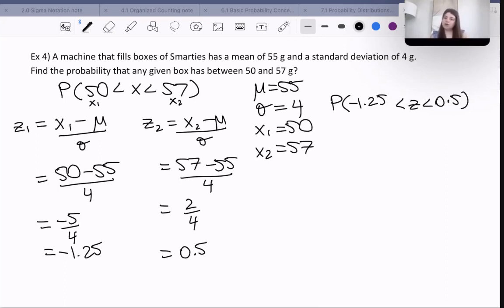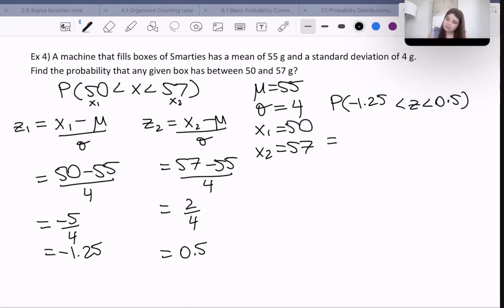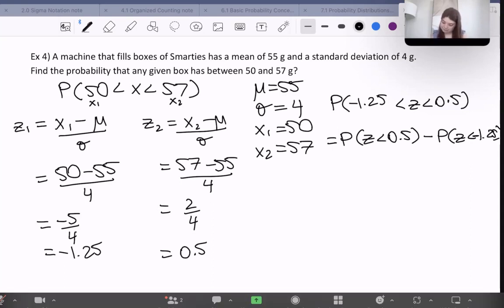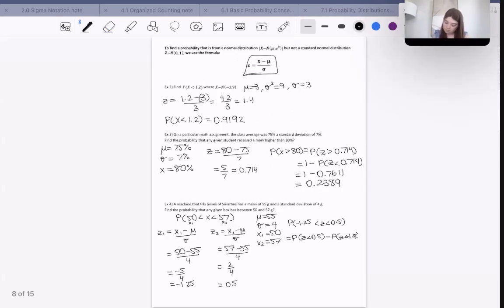Well, first of all, what do we need to find? We need to first find the probability that Z is less than 0.5 minus the probability that Z is less than negative 1.25. Sorry. Okay. And that is going to be equal to what? Well, let's go find out. So the two numbers we have to remember are 0.5 and negative 1.25. So let's head to our table.